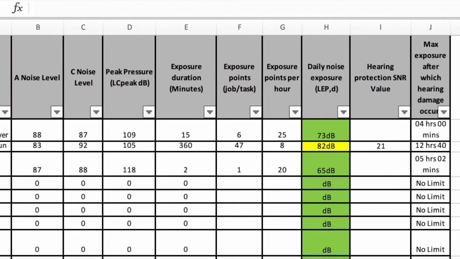Next we move to the results sheets. This gives you further information with the time weighted average in green for low, yellow for above first level, so staff will have to have hearing protection provided. If the cell is red, hearing protection is mandatory.